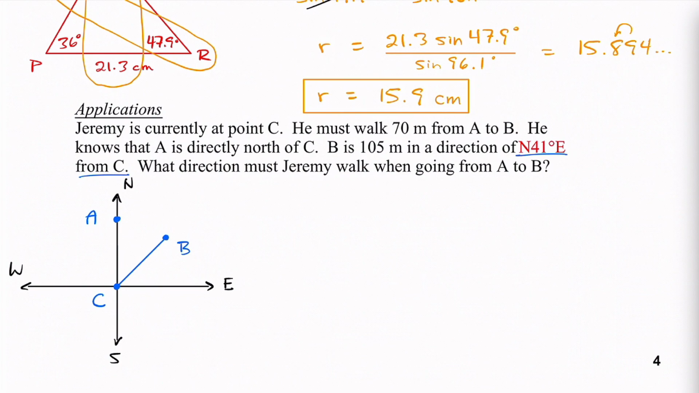Okay, and then the question asks, what direction must Jeremy walk when going from A to B? So there is our triangle. We just got to put in this measurement here. We were told that was 41 degrees, and that was 105 meters when we walked from there to there. And we also knew that from A to B was 70 meters. So from A to B, we can put on 70 meters there. So again, we want to try to apply our sine law. We got to look for matching opposite pairs like this 41 and this 70. So that'll be good. And then this 105 I can have going with that angle A there.